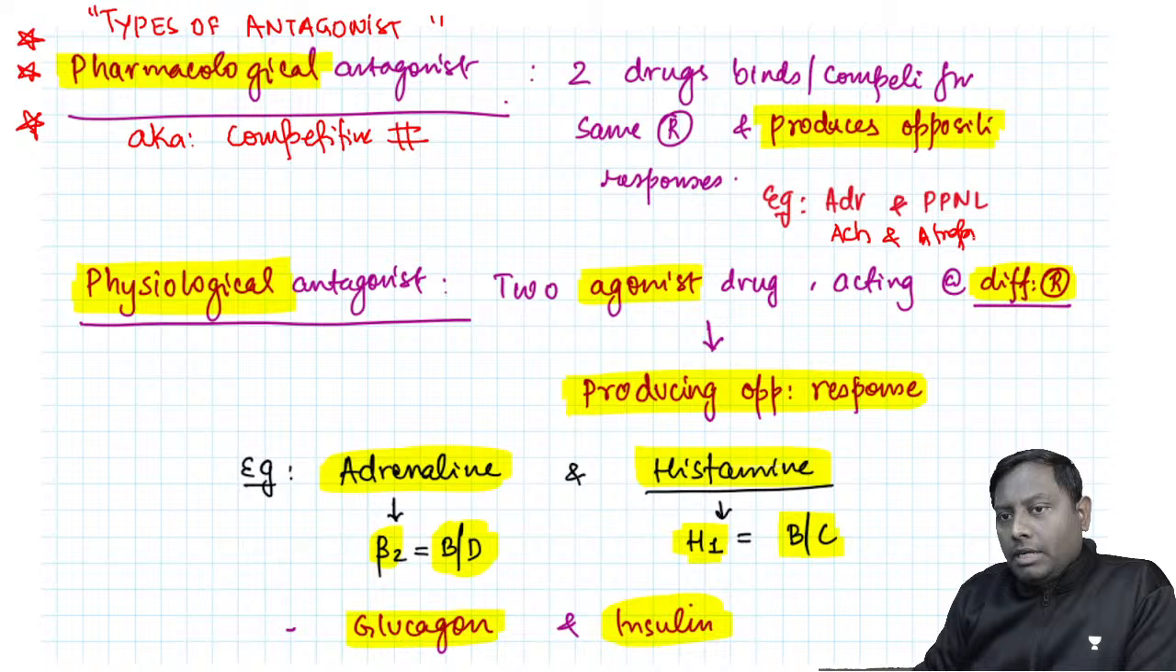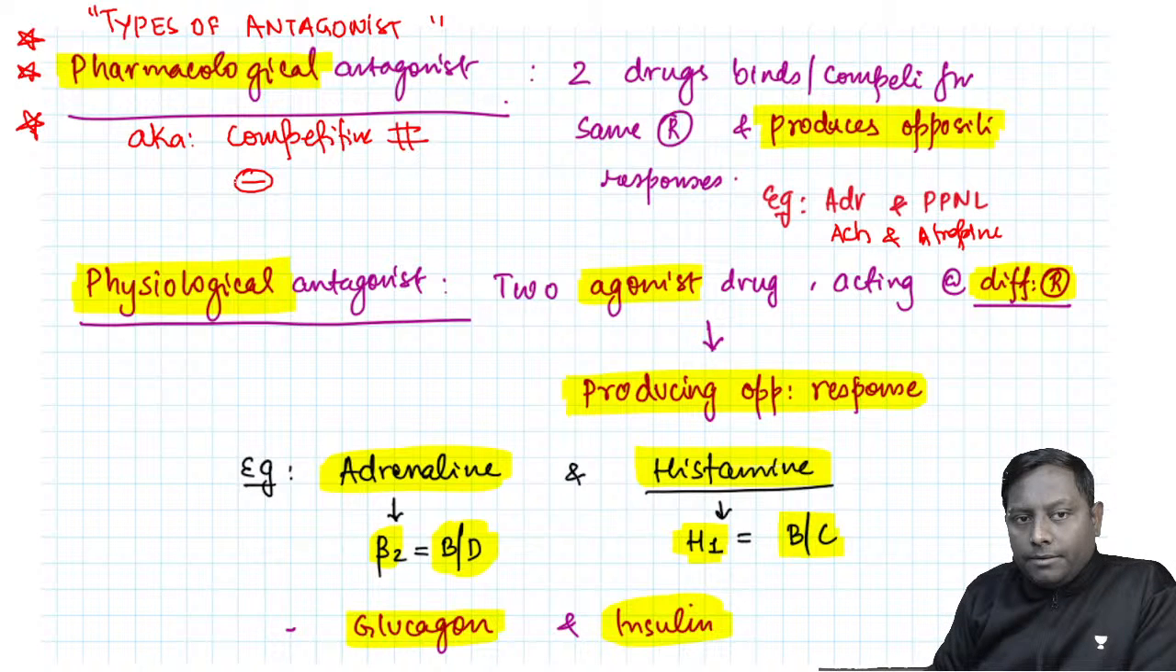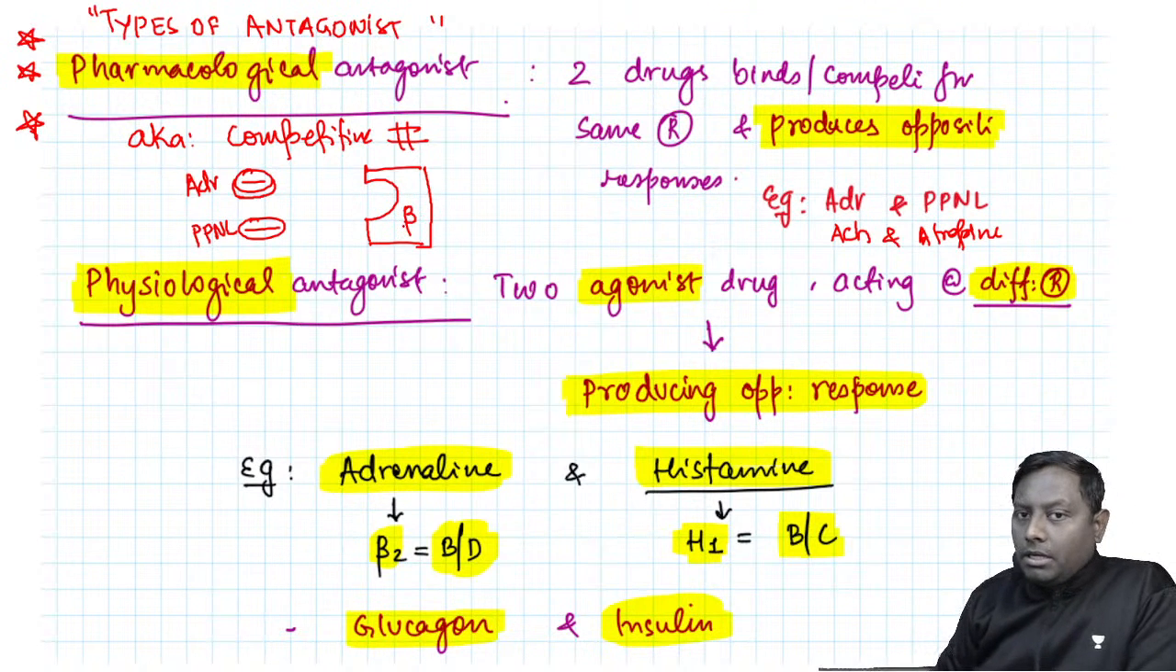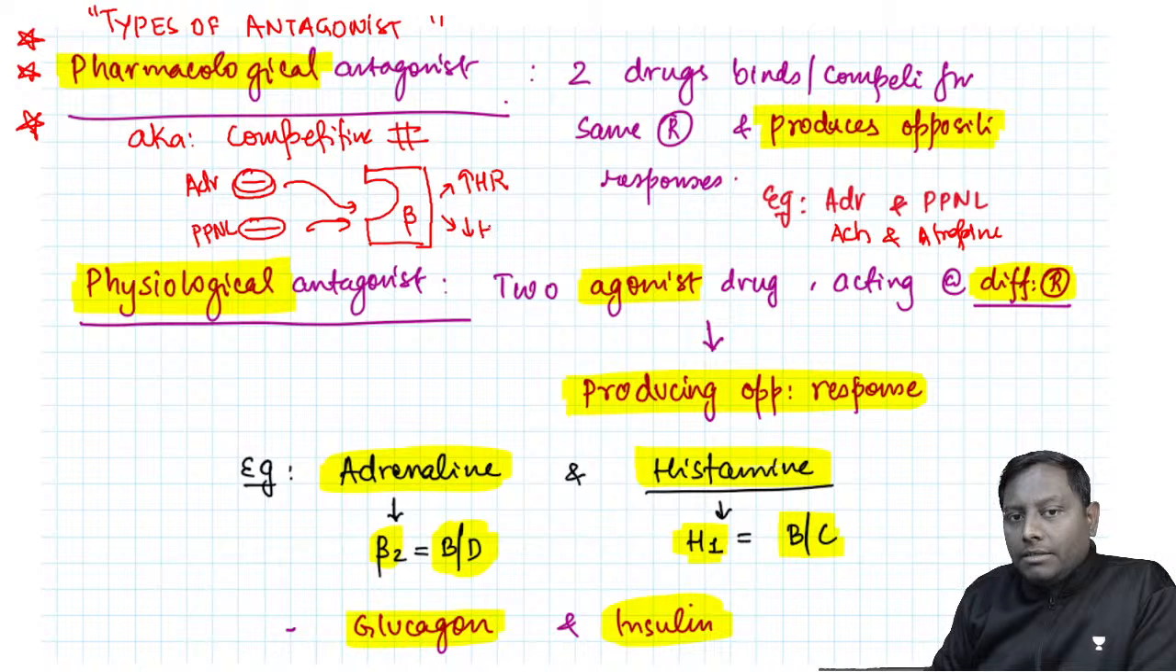Let's say that we are having one drug, and we are having one more drug. We have 2 drugs, and these 2 drugs have a high affinity or similar kind of affinity for the same receptor. So let's say one drug is adrenaline, and the other drug is propranolol, and they have a high affinity for beta receptor. Don't we know that when adrenaline acts on the beta receptor, it will increase the heart rate, and when propranolol acts on the beta receptor, it will decrease the heart rate.